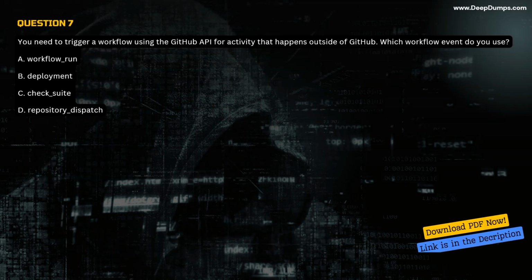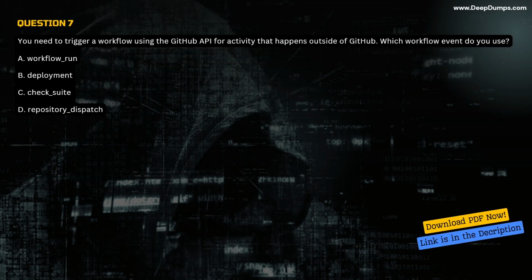Question 7. You need to trigger a workflow using the GitHub API for activity that happens outside of GitHub. Which workflow event do you use? A. Workflow_run. B. Deployment. C. Check_suite. D. Repository_dispatch. Correct answer, C. Check_suite. Explanation.